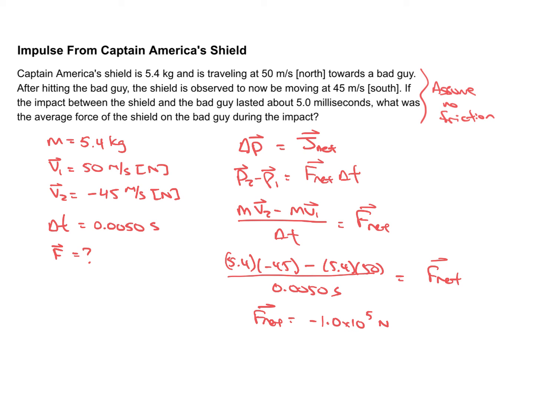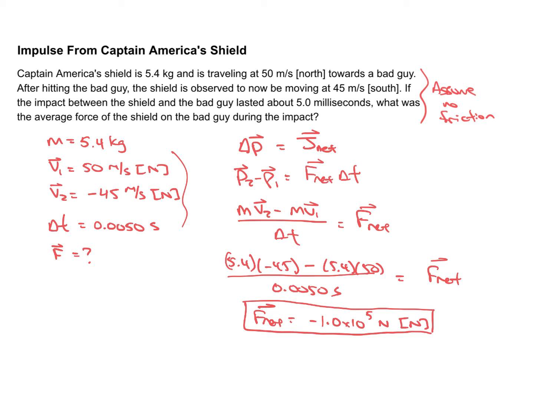The direction would be north, because those are the directions I had in my given information. So negative north means south. So the shield applied a force on the bad guy at 100,000 newtons south. So Captain America, very strong.